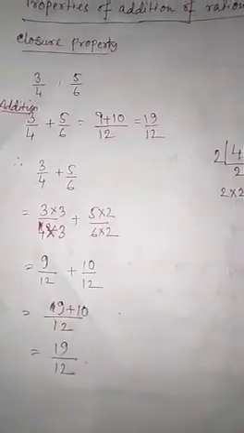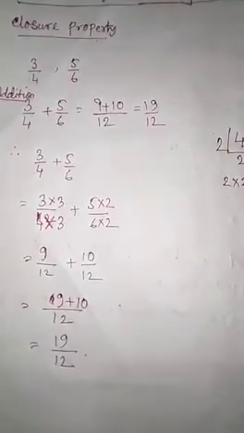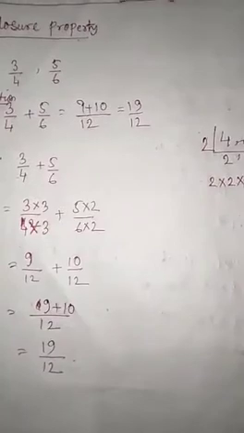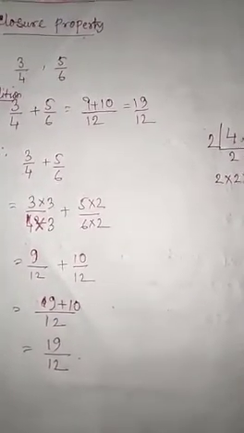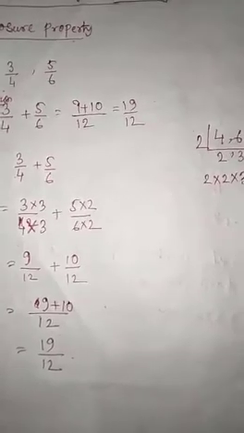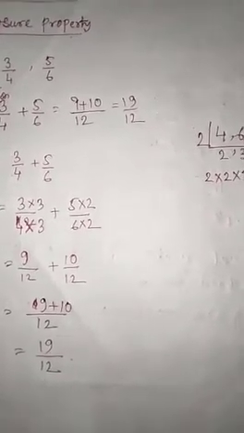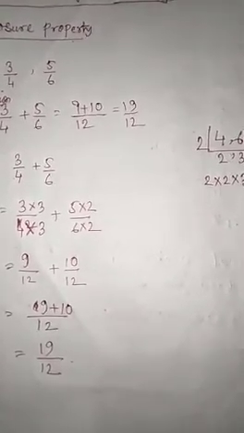Now we will discuss the properties of rational numbers. In this case, we will discuss the properties of addition, subtraction, multiplication and division of rational numbers. At first, we will discuss the closure property.